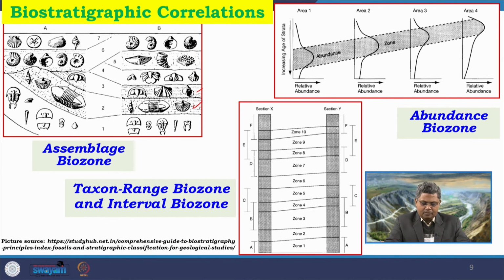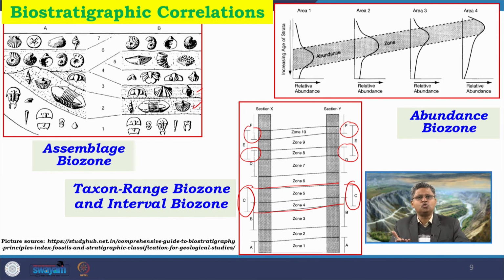The third example is based on the taxon range biozone or interval biozone. Again here we have two sections, section X and section Y, and in this case we are taking, for example, the interval of E and F, and the interval of D and E, which are correlated over here. Similarly, we are getting the range of C, for example, the taxon range of taxon C, and based on that we are making this correlation.